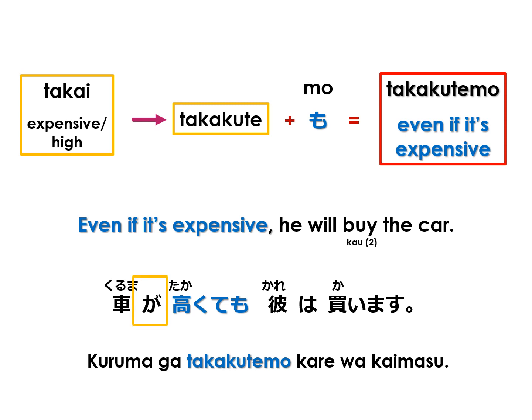Car takes the particle ga because it's the subject of the subordinate clause, while kare takes the particle wa because it's the subject of the main clause and can also be the topic.